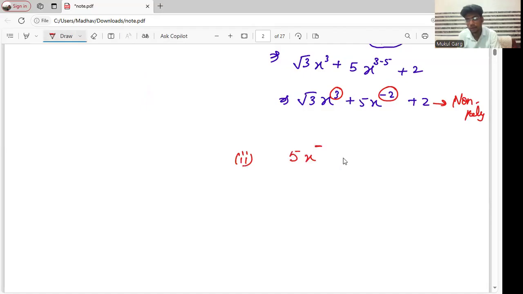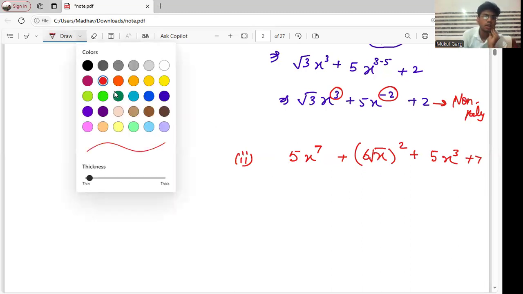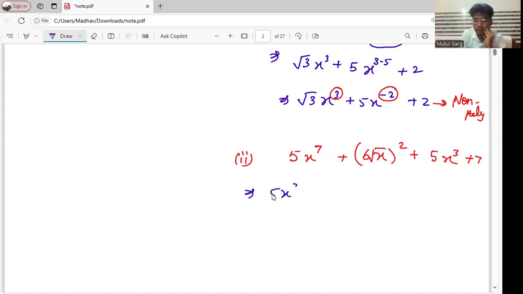5x to the raised power 7 plus 6 root x whole power 2 plus 5x cube plus 7. We need to check whether it's an algebraic expression or not. Again, we need to simplify this first. Simplify करना पड़ेगा तभी हम check कर सकते हैं. So it will be written as 5x to the raised power 7 plus 6 root x whole square.